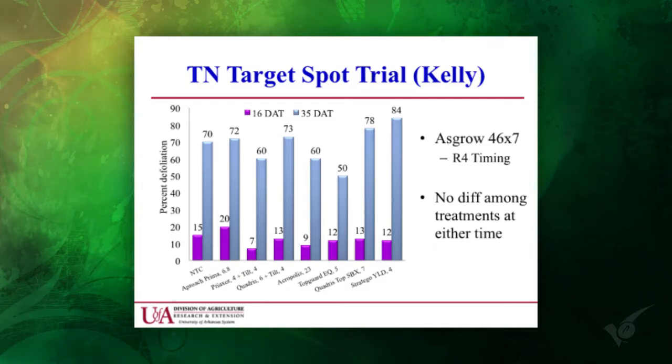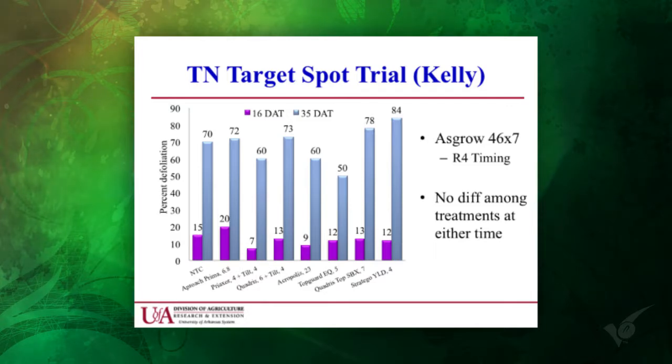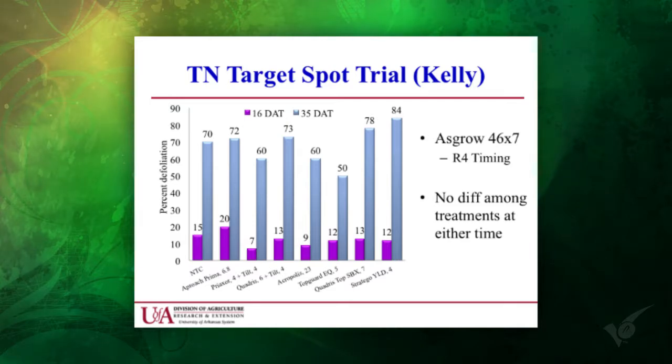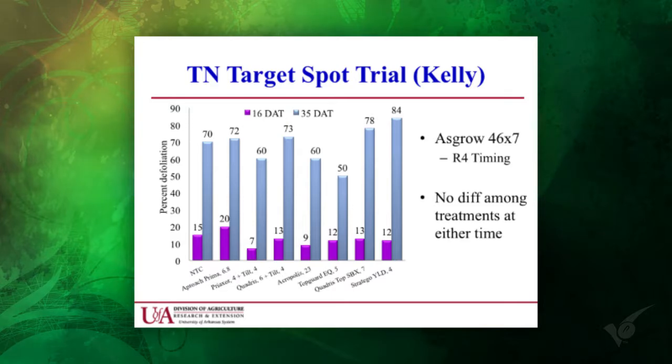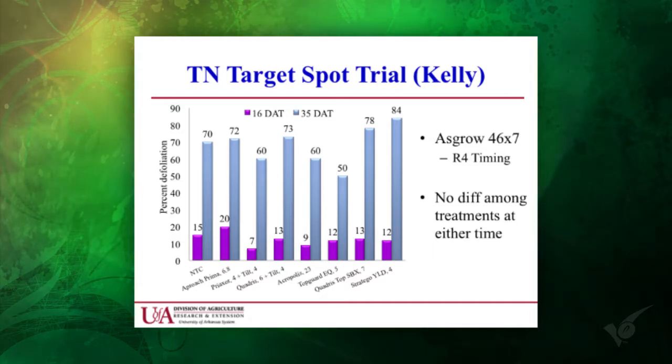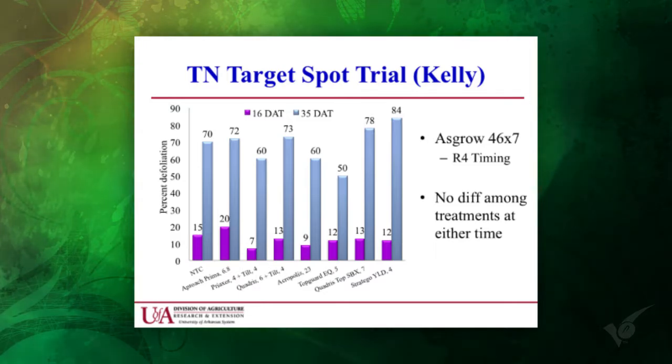She applied it at R4 timing. I'm assuming the canopy was already closed by then. You can see the control and defoliation there. The Preaxor was definitely the best. No significant difference, so basically that's saying that the amount of defoliation didn't have anything to do with the fungicides. You can see it at 35 days after planting, asking a lot from a fungicide. Stratego Yield there had 84% defoliation, Preaxor 60, and Top Guard EQ actually had the least amount.